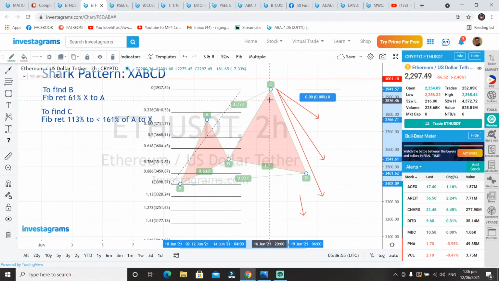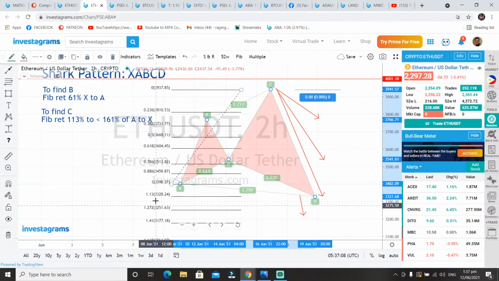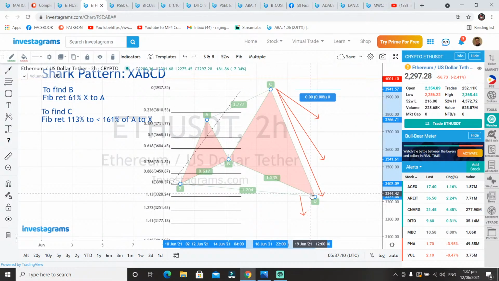The pattern will start. This one could already be completed and make a reversal of prices, or it could end down to this level, 113. Okay, 113% or 1.13. It could even go lower, but our pattern stops here. Okay, so that's why we put it here.